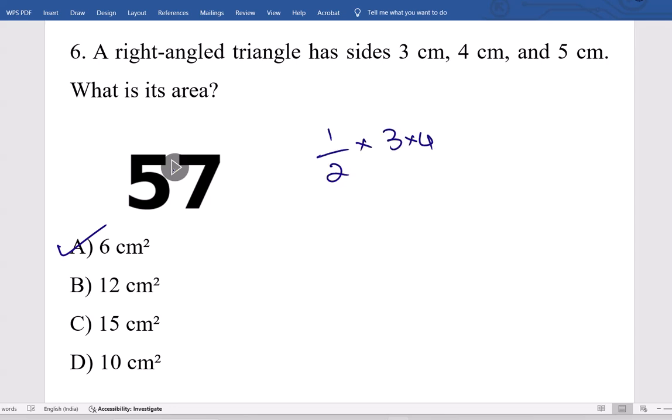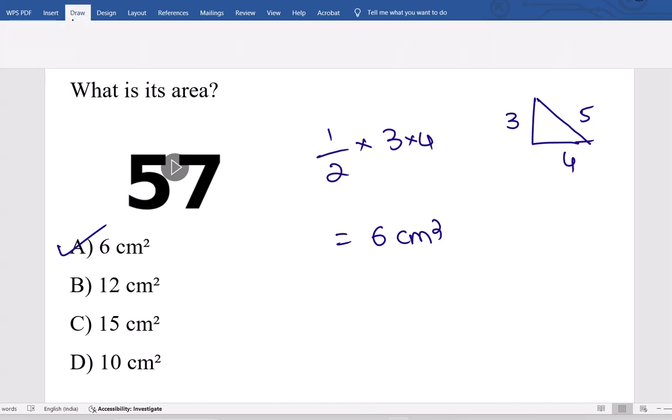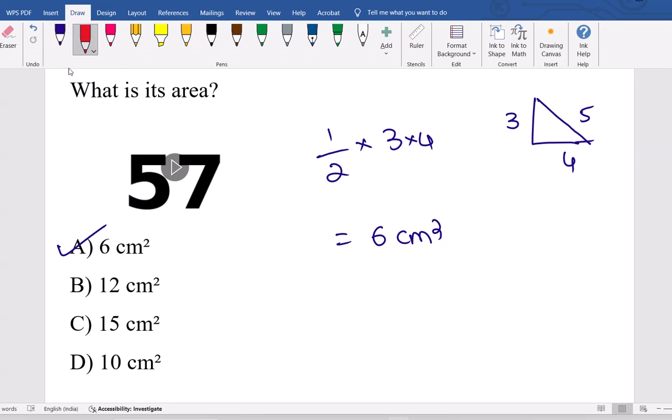So when they mention a right angle triangle, it must satisfy the Pythagoras theorem. We know this will be 5, here 3, here 4, that can be vice versa. So half into base into height, we'll get 6 centimeter square. Or else some students, if right angle triangle is not mentioned, by seeing the values we should understand it's a right angle triangle. 3, 4, 5 triplet combination. 24, 7 and 25, that's one combination. 12, 5 and 13, 5, 12, 13, that's one triplet combination.